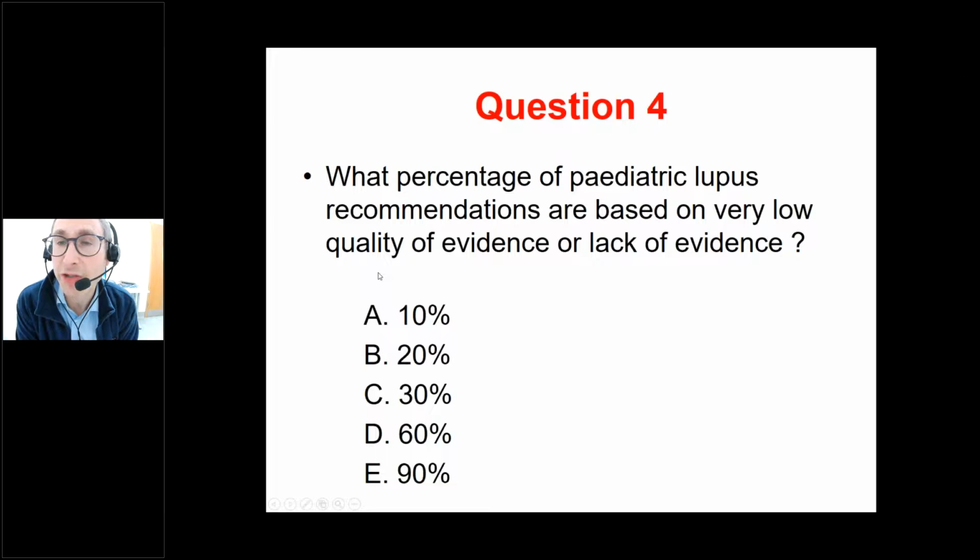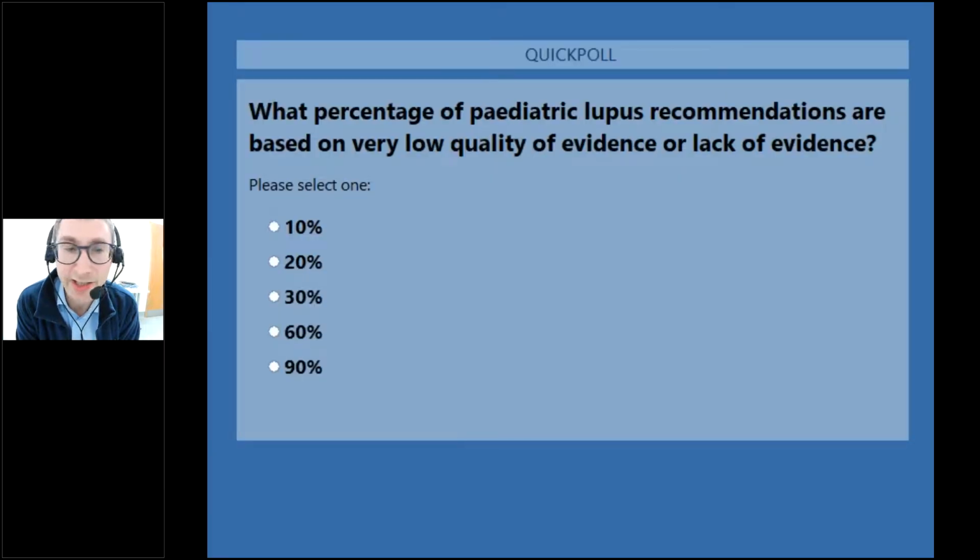And when we look at the recommendations for children, what percentage of pediatric lupus recommendations are based on the lowest quality of evidence or complete lack of evidence? So very often it's when we actually have consensus. So if you want to start the poll: what percentage of pediatric lupus recommendations are based on very low quality of evidence or lack of evidence? Is it 10%, 20%, 30%, 60%, or 90%? In other words, it very often becomes a consensus around the table.